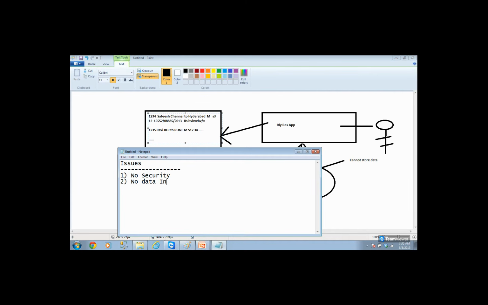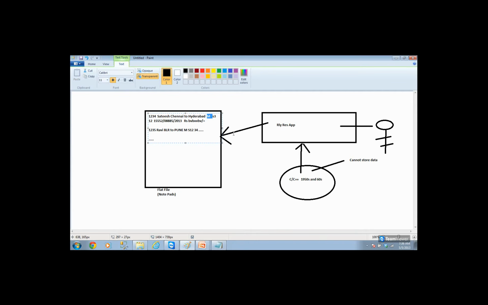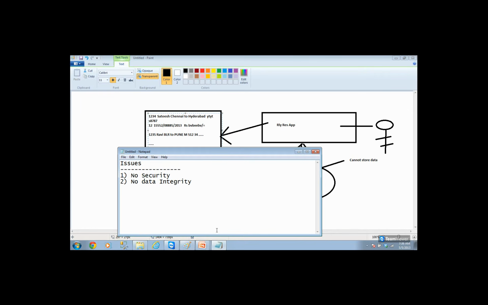No data integrity. What do you mean by data integrity? Integrity means correctness. The date must be below 30 only. The month must be only 12 months. The year must be only 4 digits. A gender can be either male or female, but in the gender column somebody is putting some xyz. The coach number can be 1 to 14, but somebody puts a number that is much larger. All these don't have correct information. Integrity means correctness. The data should maintain correctness.